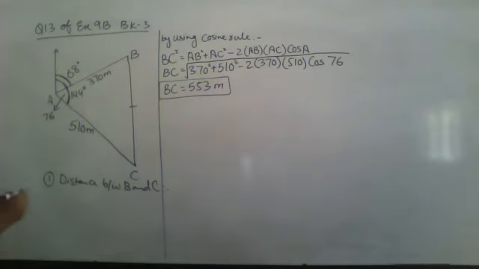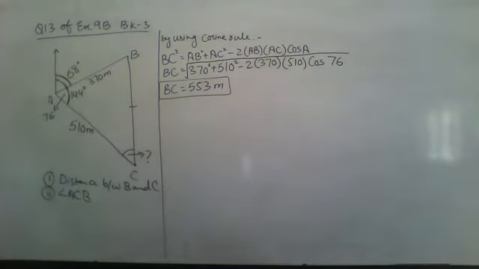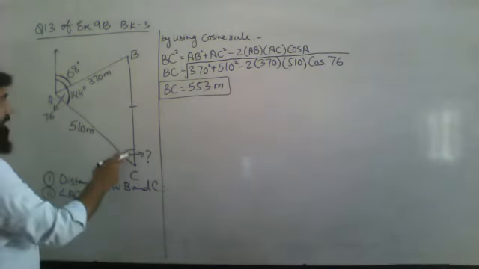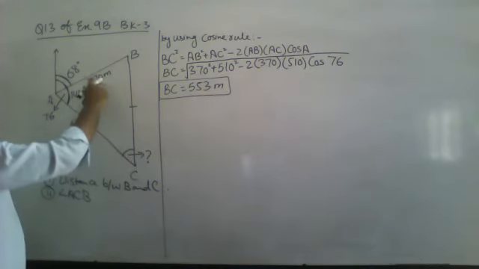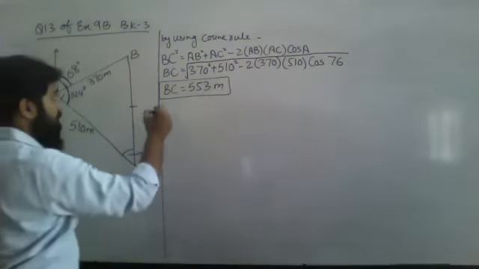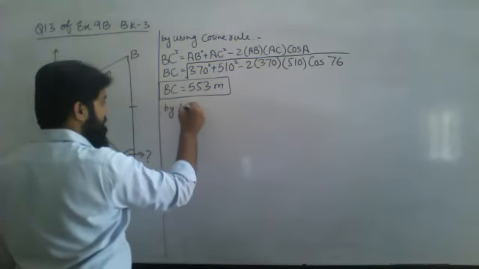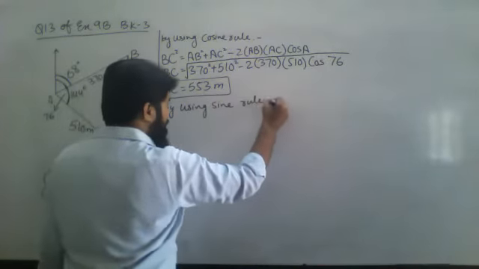The next part of the question is saying that you have to find angle ACB. I have to find this angle. So in order to find this angle, I have got this side. Opposite to that, I have got this one. Opposite to this, I have got this one. So by using the sine rule. What is your sine rule?